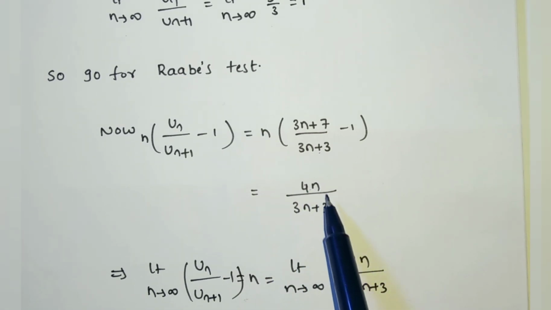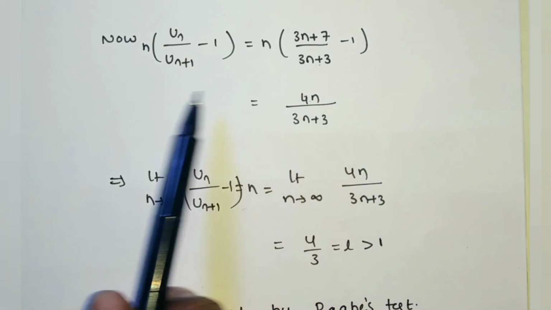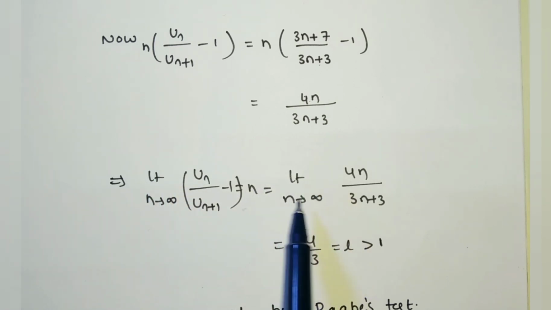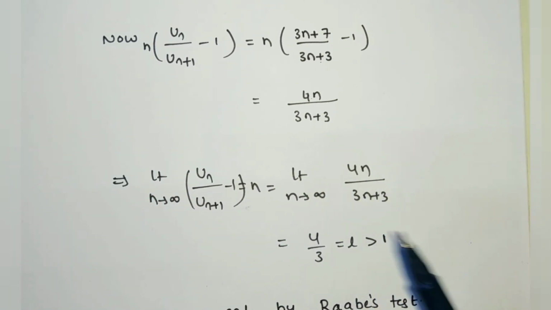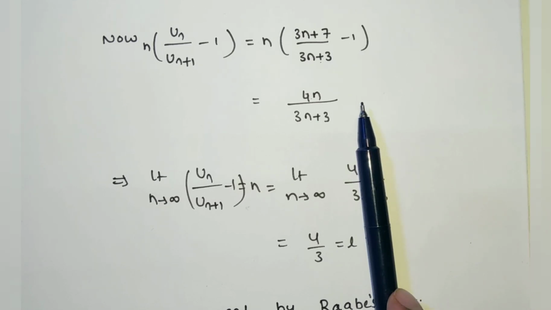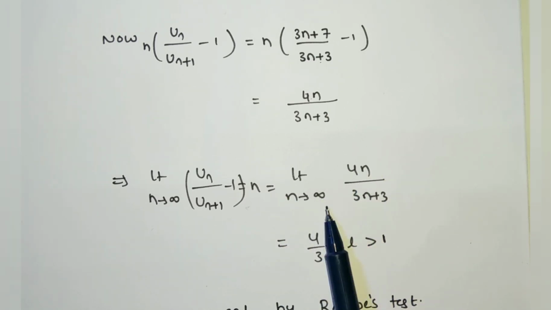Now the numerator and denominator both have nth terms. So taking the limit on both sides, limit n tends to infinity, the numerator and denominator have the same degree. In this case, you will get the coefficient as the limit, that is 4 by 3. Or else you can take n common, n gets cancelled, and 3 by n goes to 0 as n tends to infinity.